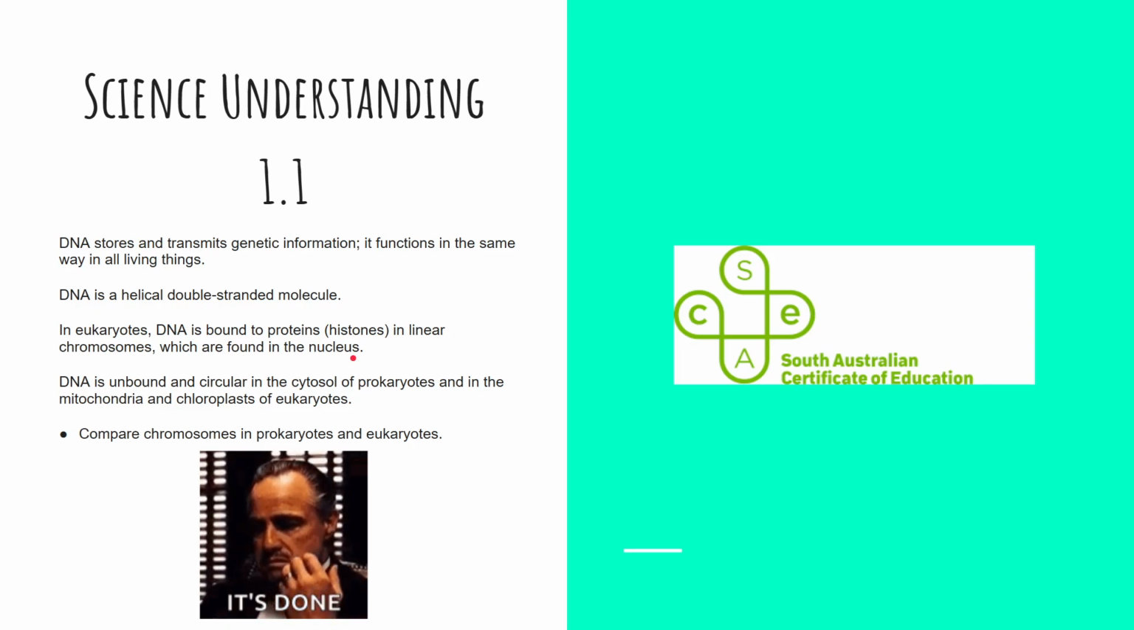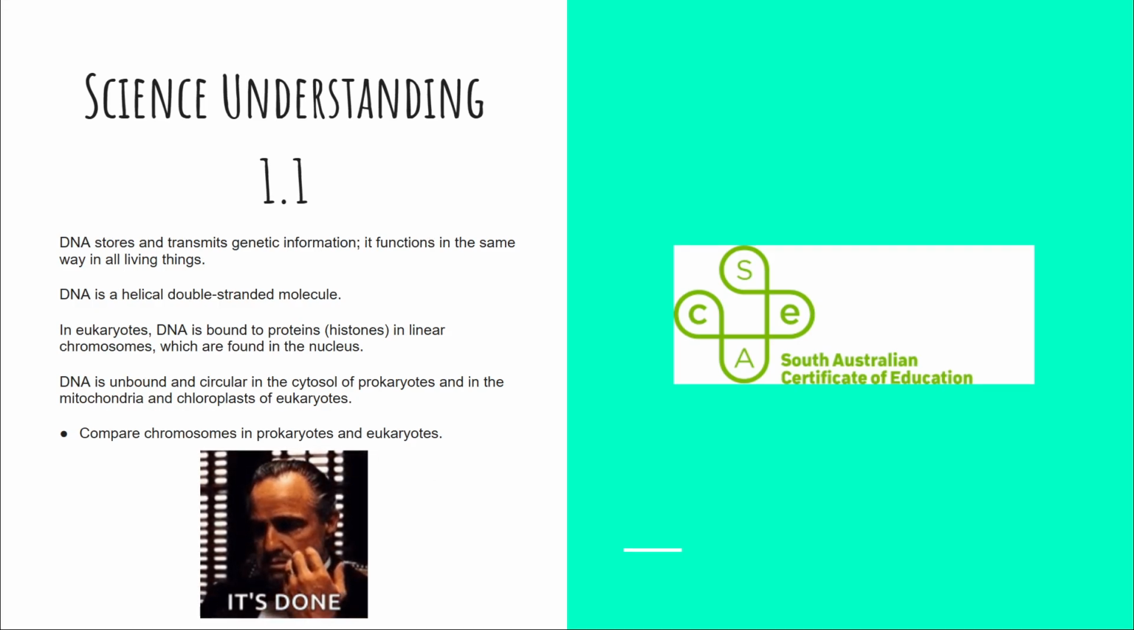DNA is unbound and circular in the cytosol for prokaryotes and in the mitochondria and chloroplasts of eukaryotes. So they have their own DNA that is separate from the DNA found within the nucleus. Okay, and we've compared the chromosomes in both prokaryotes and eukaryotes.